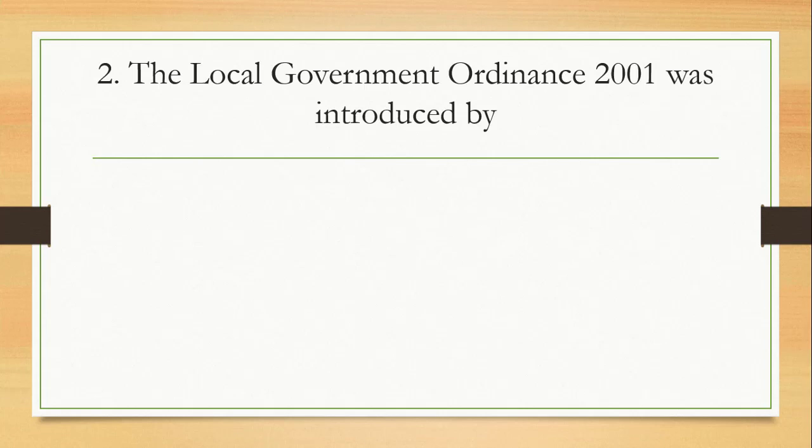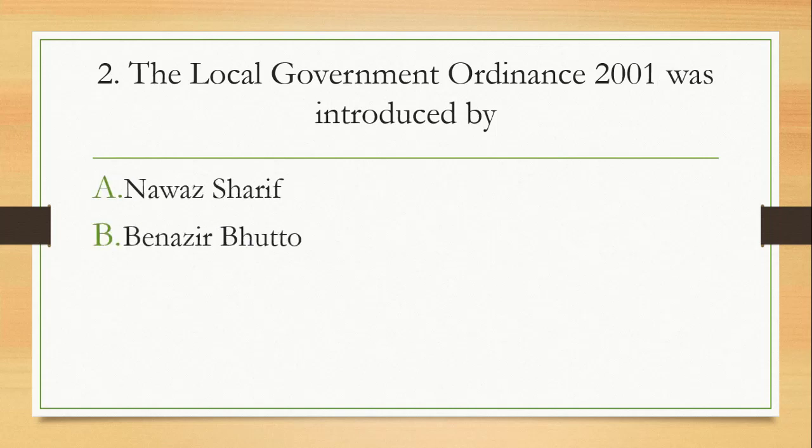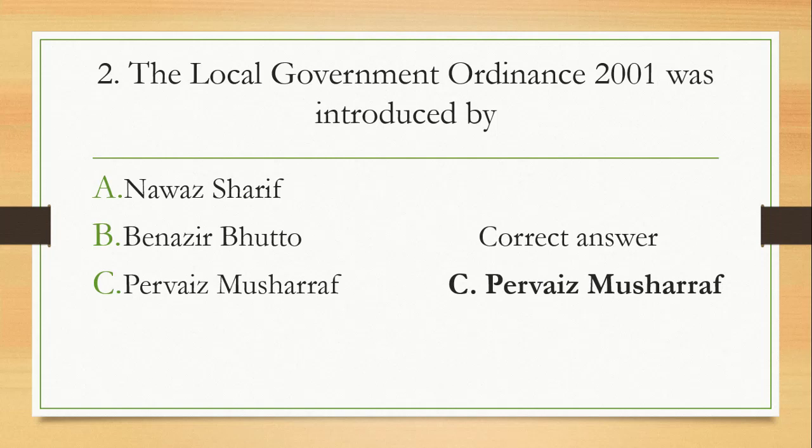Second, the Local Government Ordinance 2001 was introduced by: A, Nawaz Sharif, B, Benazir Bhutto, C, Pervez Musharraf. Which one is right? The correct option is Pervez Musharraf.